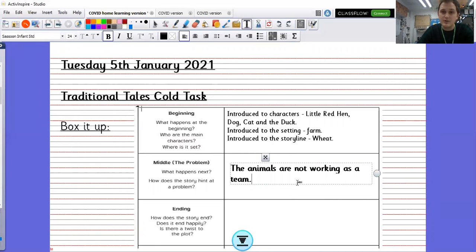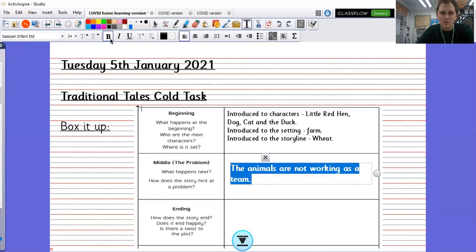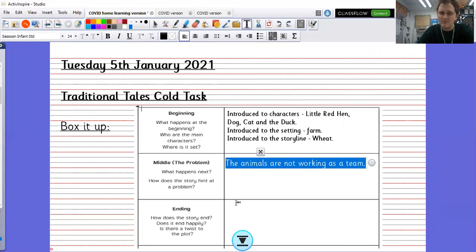And there we go. So the animals are not working as a team, and they're not really willing to help, are they? Which is a shame. I know if it was year one, you guys would help each other. Now at the end of the story, what happens?